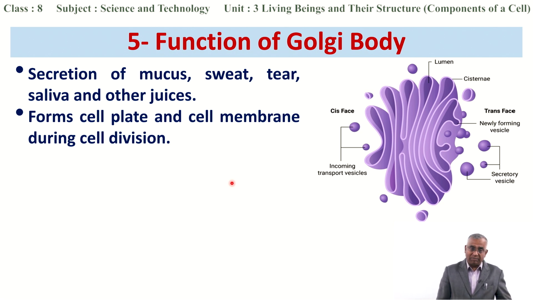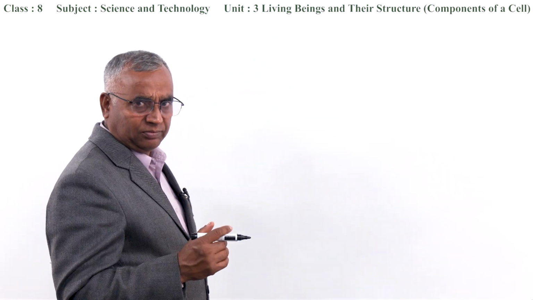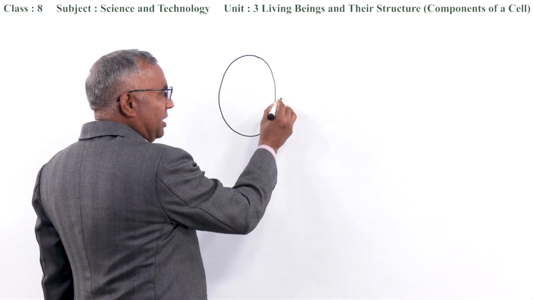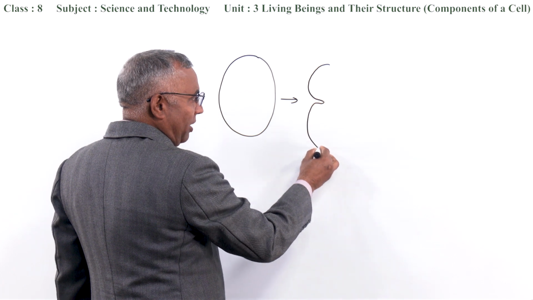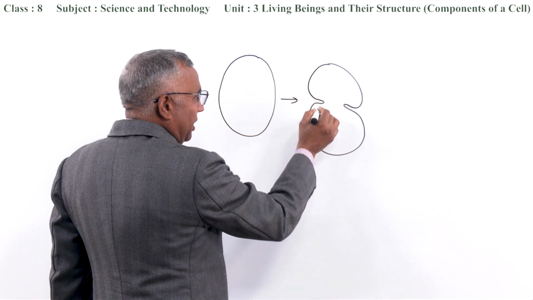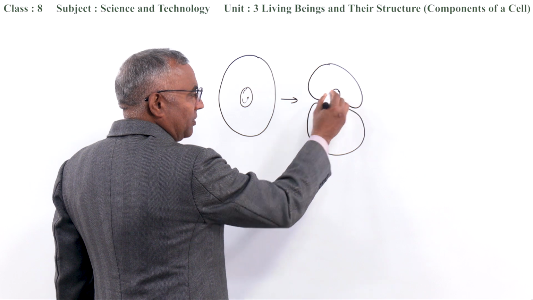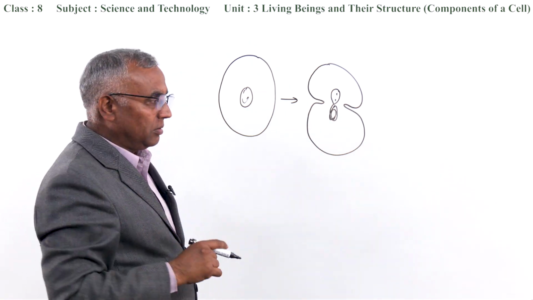They form the cell plate. Students, the term cell division is very new for you. In cell division, one cell divides into two or more. Consider an animal cell. In an animal cell, the cell divides into two parts by forming a cleavage, that is, a constriction, and the nucleus divides into two parts. So in an animal cell, there is no role of the Golgi body.